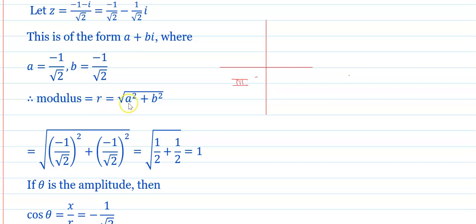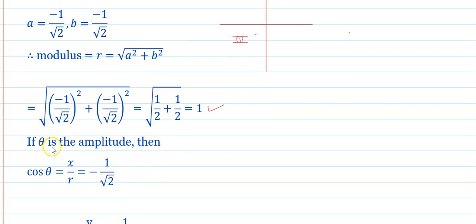Therefore, r is equal to the root of a square plus b square. What is a? a is minus 1 by root 2 squared plus b is minus 1 by root 2 squared. 1 by 2 plus 1 by 2, that is 2 by 2, and hence you will get 1. The root of 1 is 1.